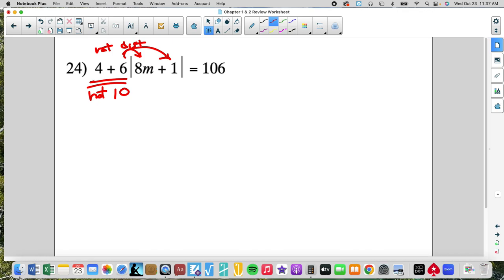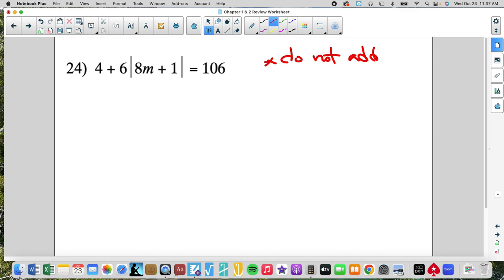No, no, no. Do not add. Do not distribute. What you're going to do is isolate. Isolate first. So we're going to get rid of this 4.